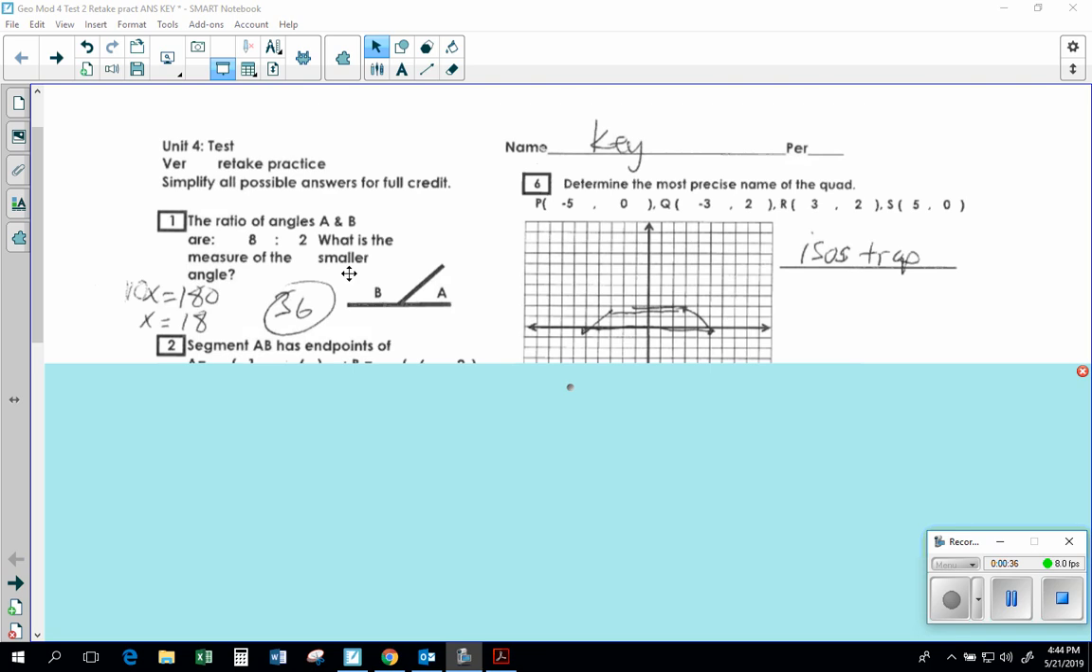Go back and read the question. What's a smaller angle? Obviously 2x is smaller than 8x. So you're going 2 times 18 and we get 36. Over to number 6. Let's work our way down horizontally down the screen.